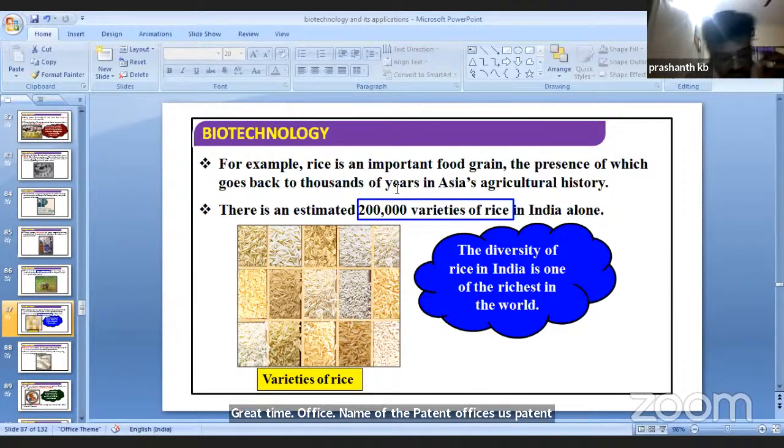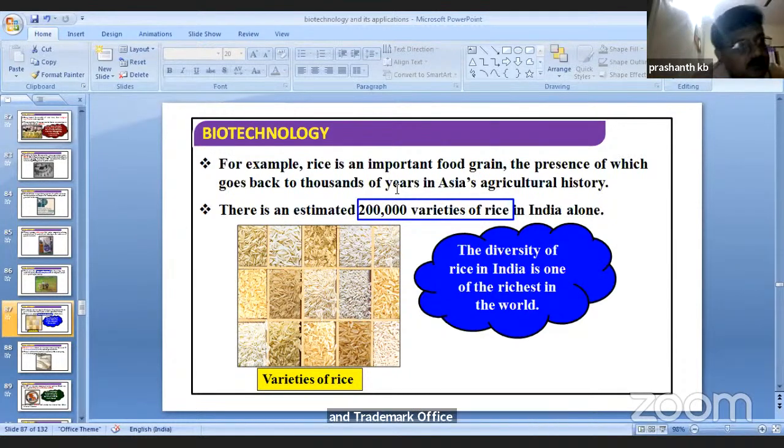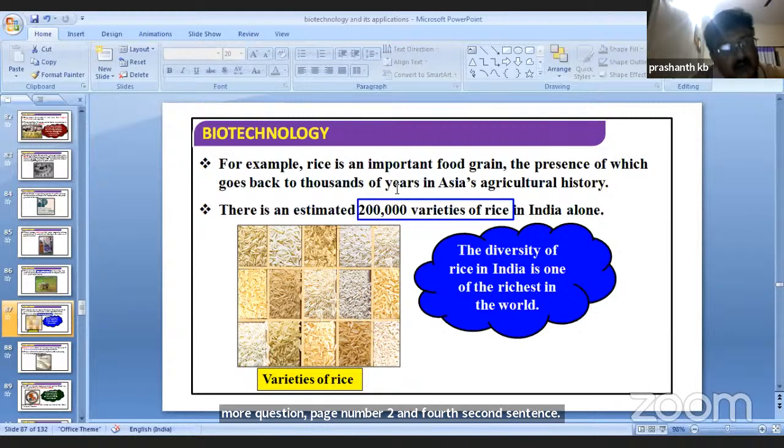Very important, 1 mark question. Page number 214, second sentence. In 1997, can you see that number? Below that, US Patent and Trademark Office.